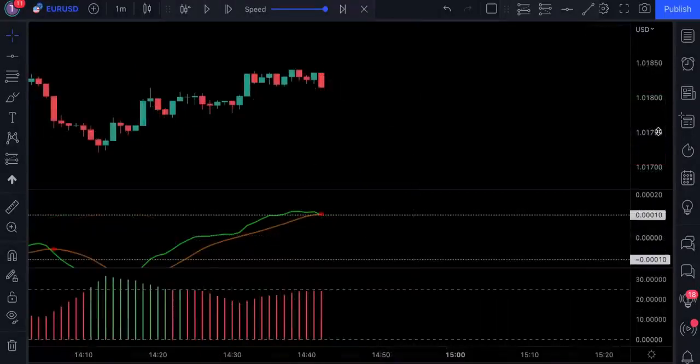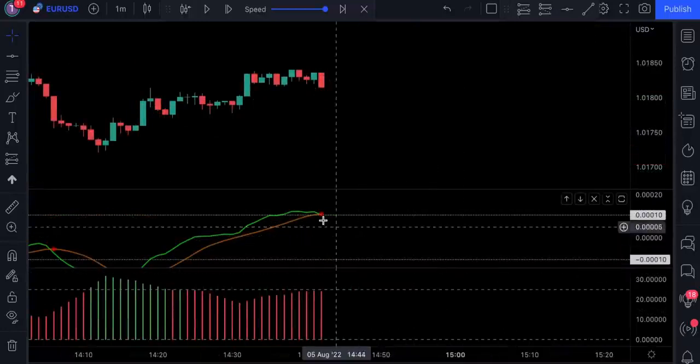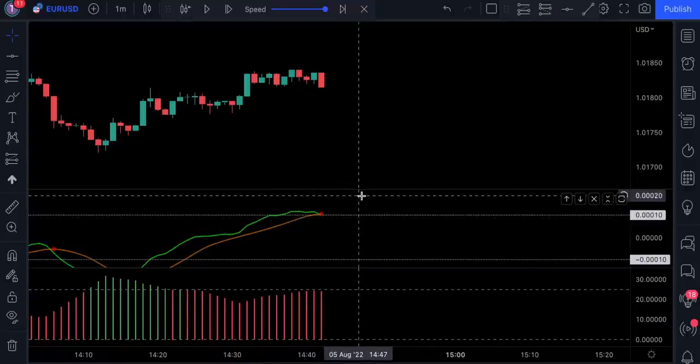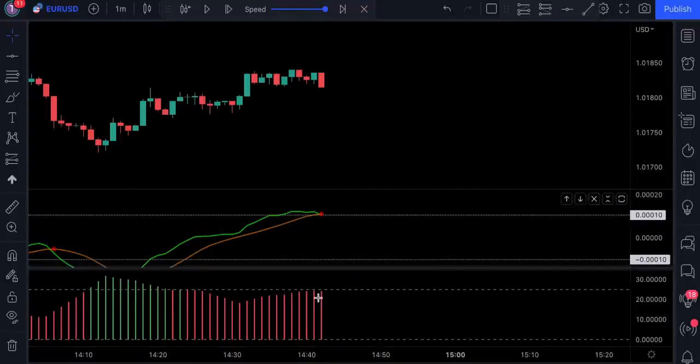Exactly opposite is true for short positions. First, the Awesome Oscillator has to print a red circle above this 0.0010 level. This indicates that the green line crosses the orange line downwards. And the second condition is to have the ADX histogram red color.